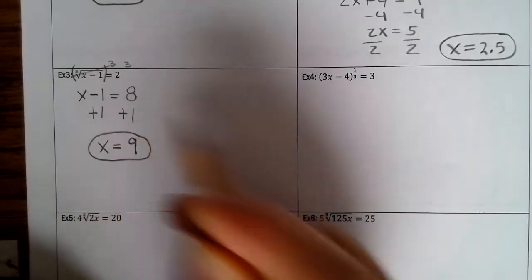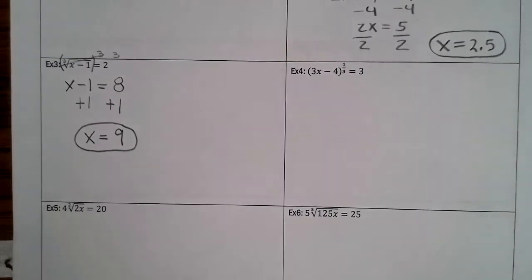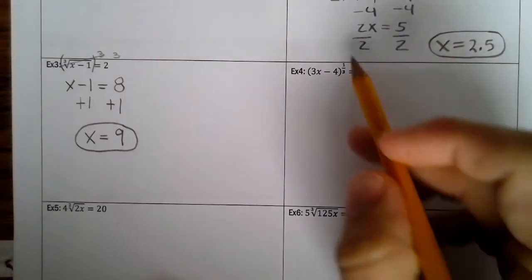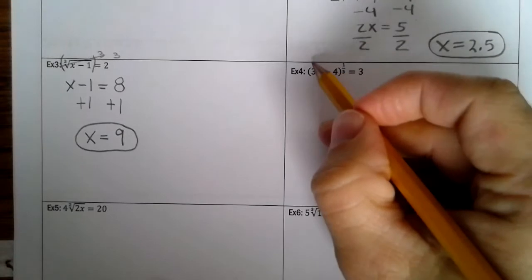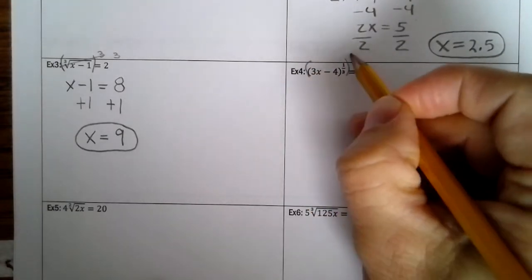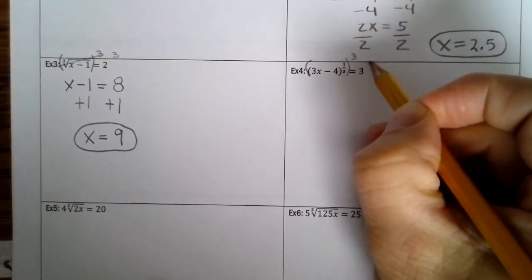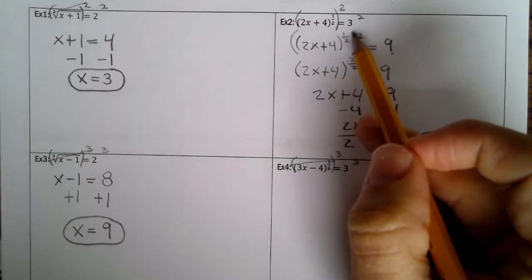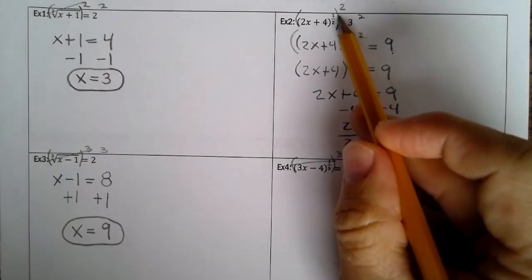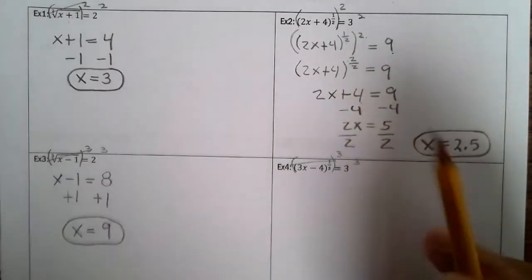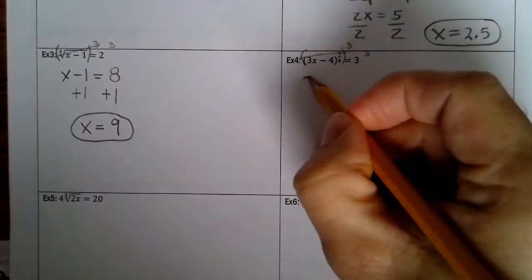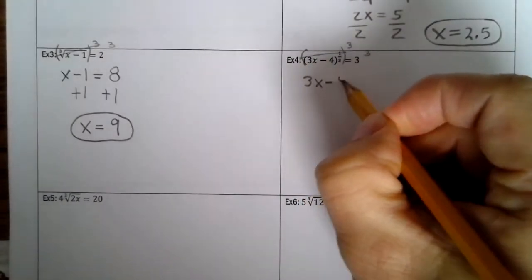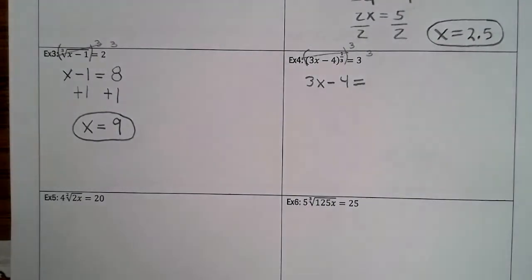Let's take a look at example 4. So here the index is 1/3, so you're going to cube both sides. That becomes to the power of 1, and we're not going to have to show that step here. We can go from here to here. So we're going to go from here to 3x minus 4 equals 3 to the 3rd power. So 3 times 3 is 9. 9 times 3 is 27.